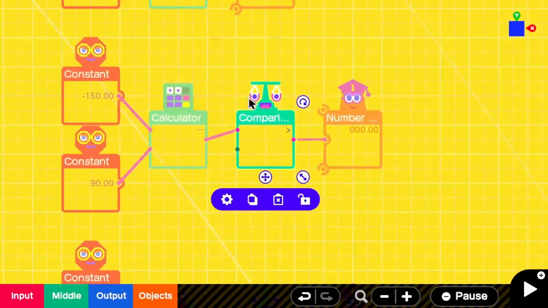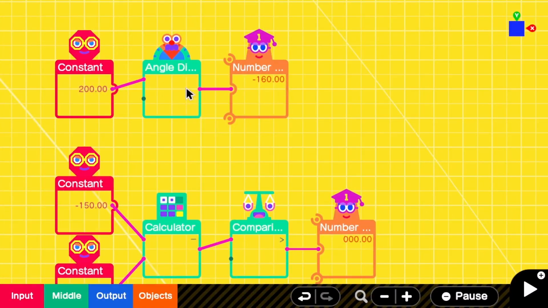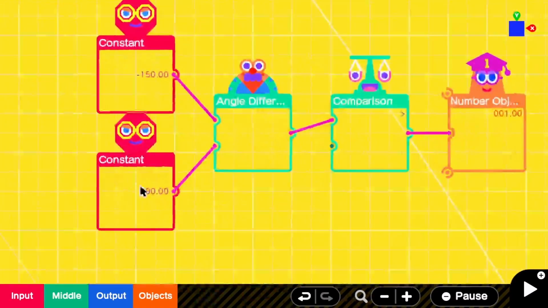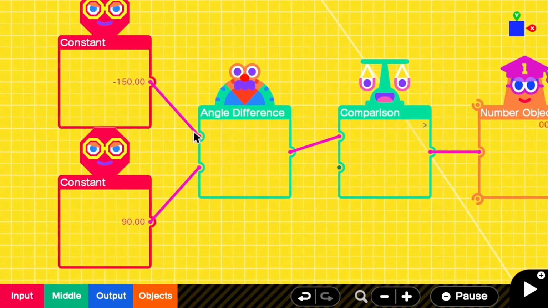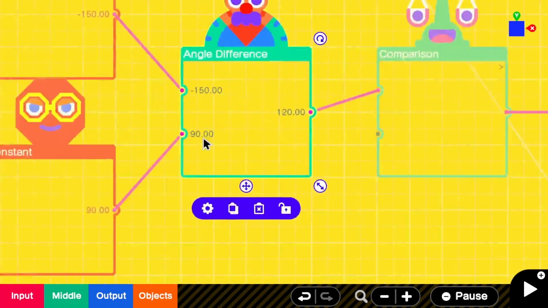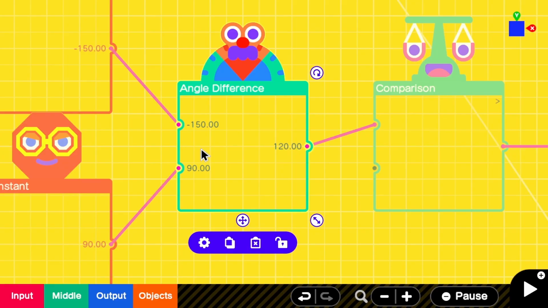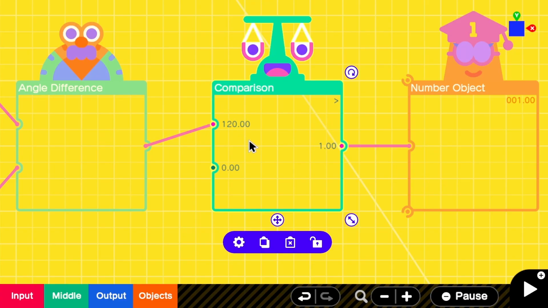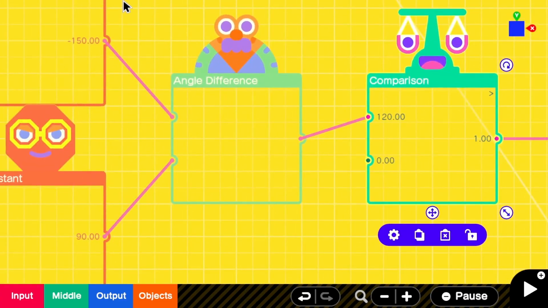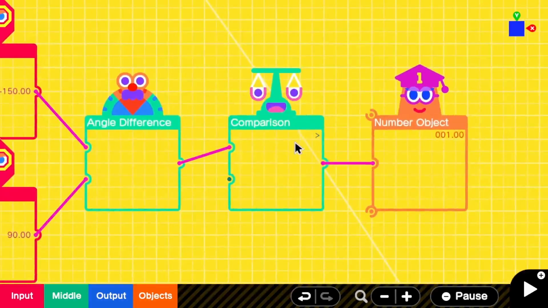So in cases like these, we would need to use the angle difference nodon. Here I do the same operation, but now with the angle difference nodon. Since this goes below negative 180, it loops back to the correct value in our range from negative 180 to 180. Now we can get the correct output where it says that the difference between these two angles is indeed greater than 0.